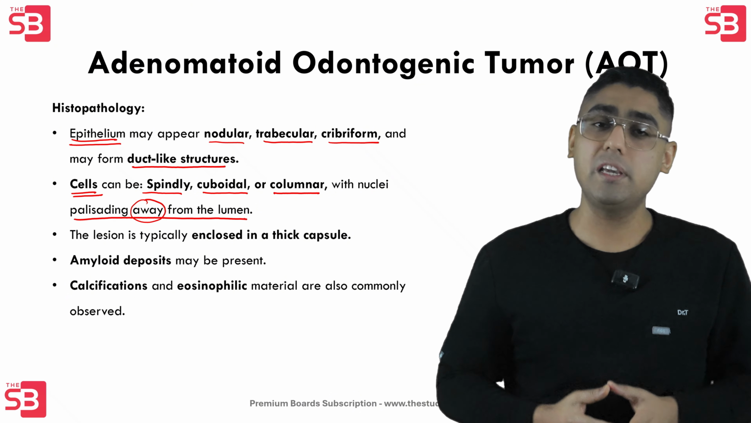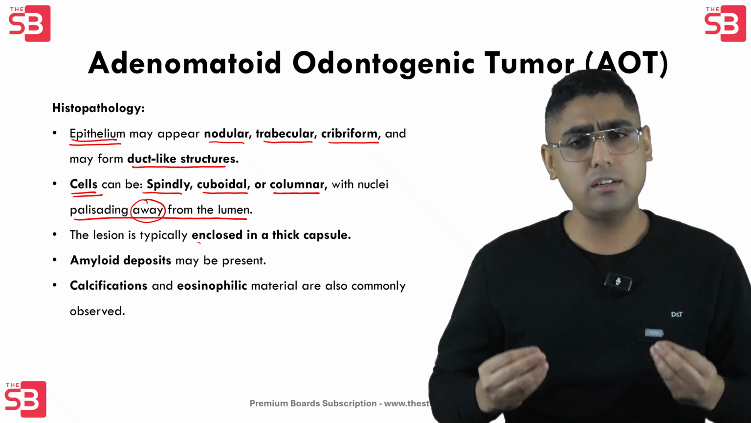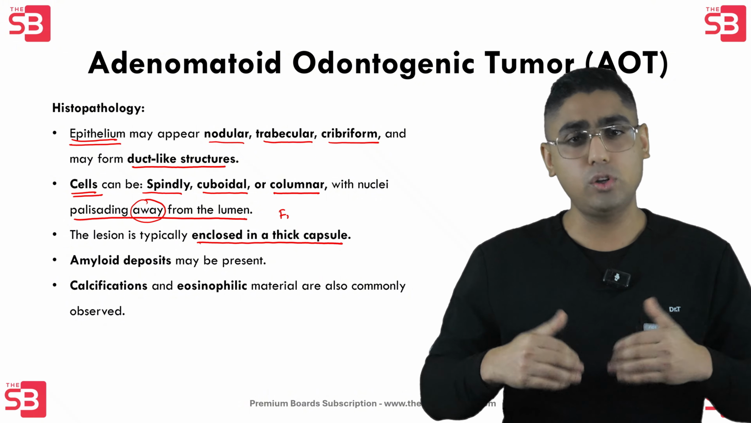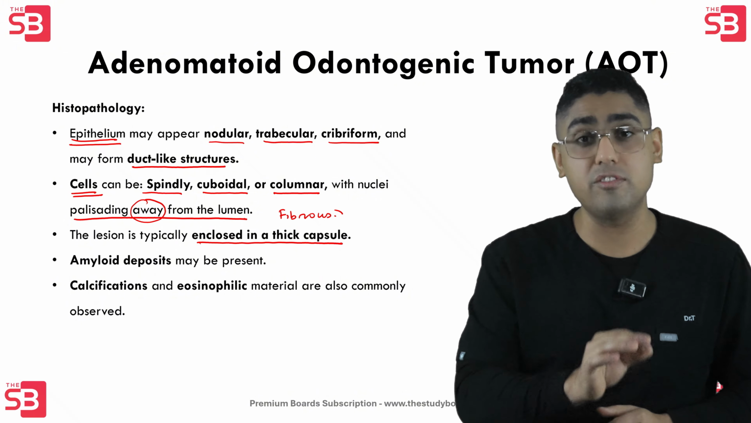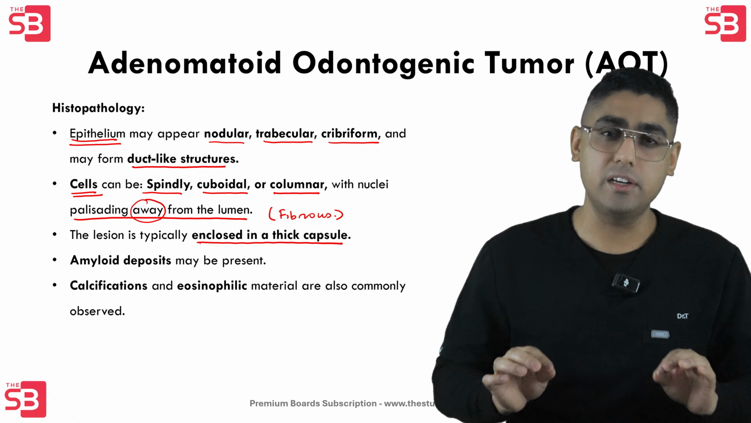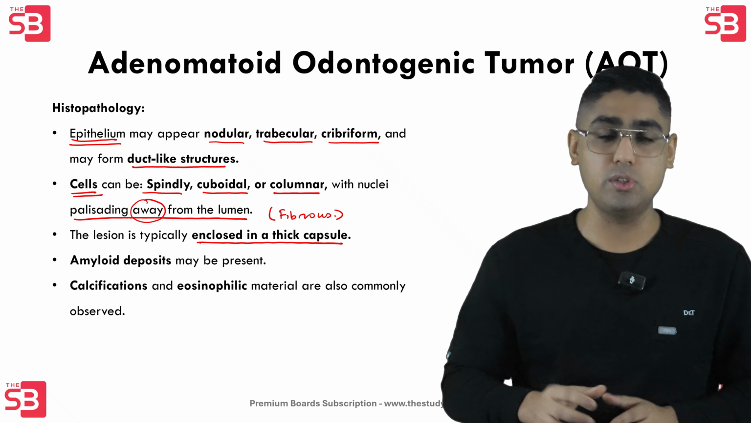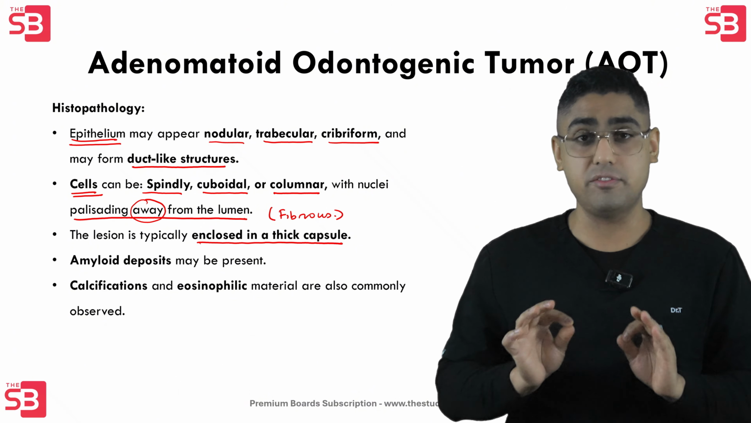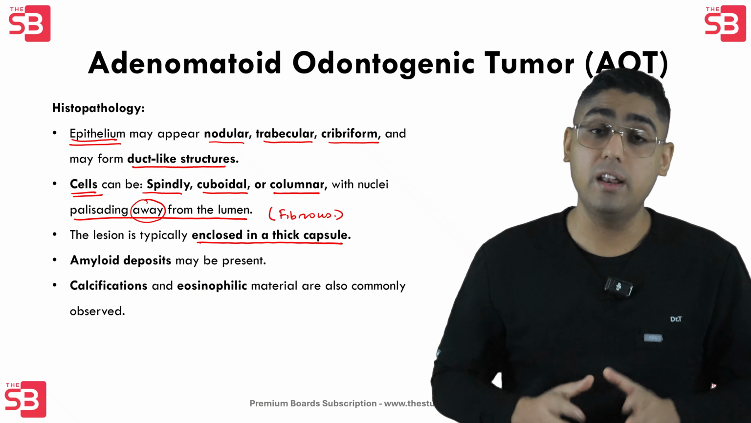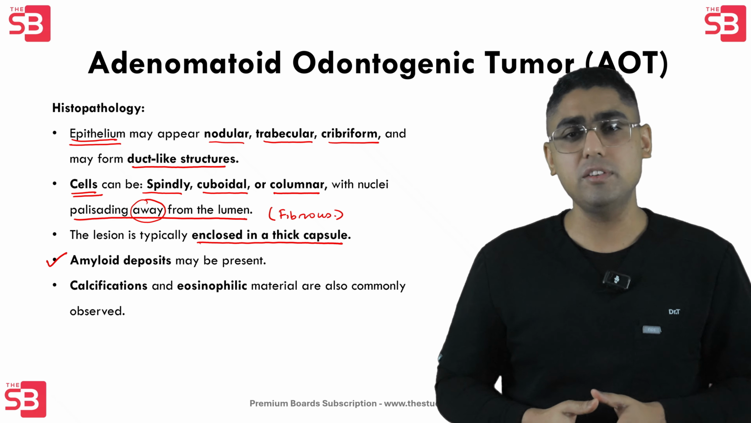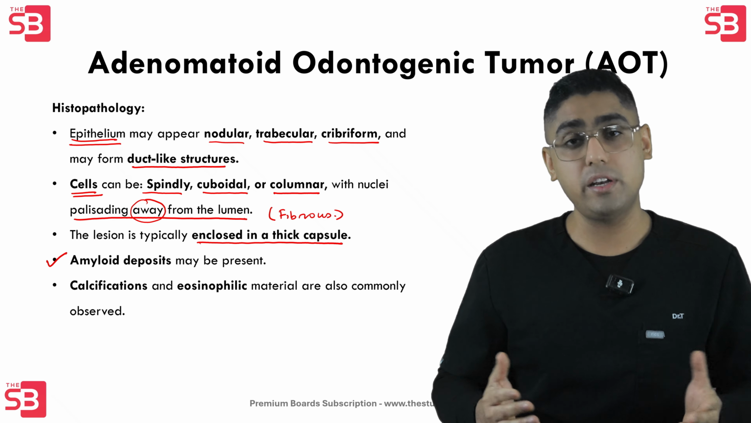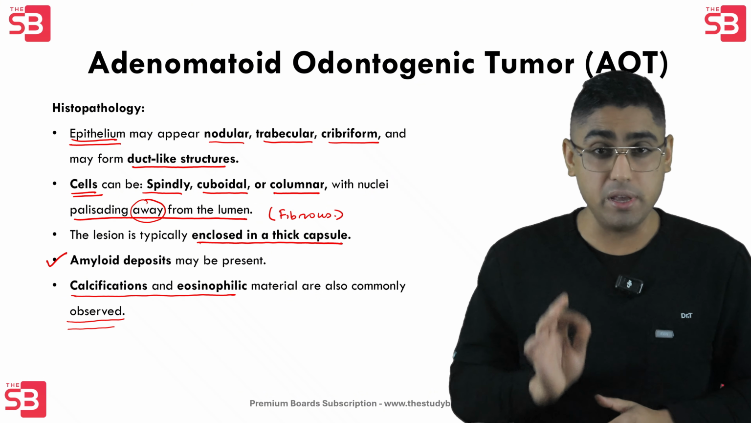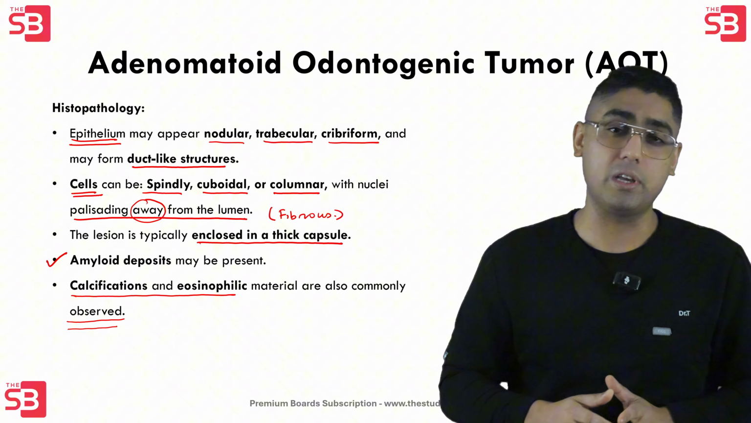Now, the lesion is typically enclosed within a thick fibrous capsule, as we talked about earlier, which limits its spread and correlates with its non-invasive behavior. In addition, amyloid-like deposits are frequently present within the tumor, and calcifications and eosinophilic material are commonly seen, which contributes to its mixed, distinctive microscopic appearance.